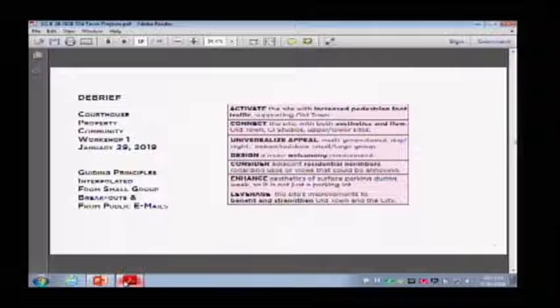Some major guiding principles that everyone agreed on: the solution should activate the site with increased pedestrian traffic, and it should support Old Town. The site should be well interconnected between Old Town, Channel Islands Studios, and the upper and lower site, both aesthetically and in terms of pedestrian flow. It should have universal appeal in terms of age, day and night, indoor, outdoor, and small and large group potentials.